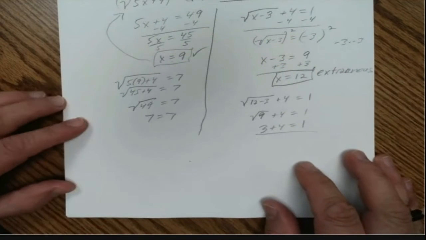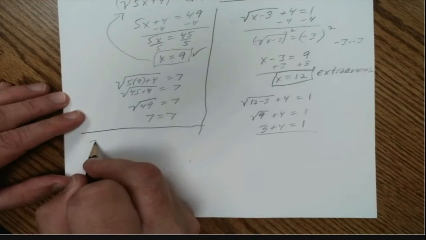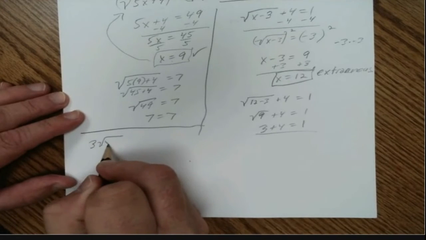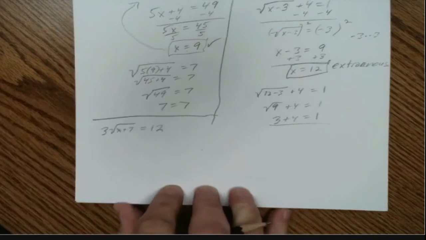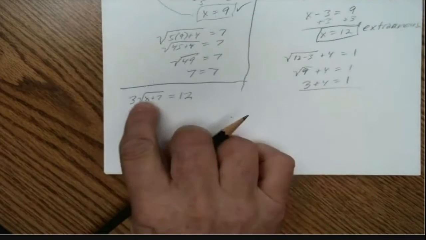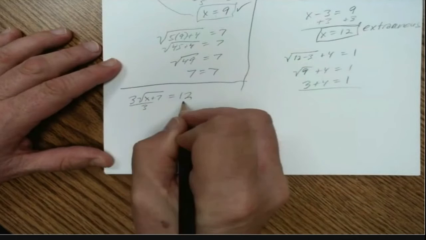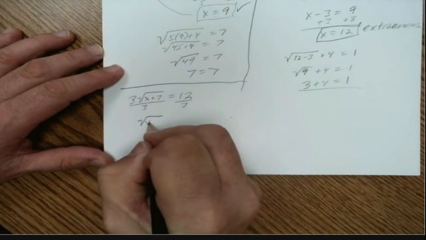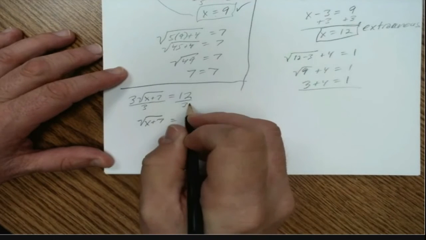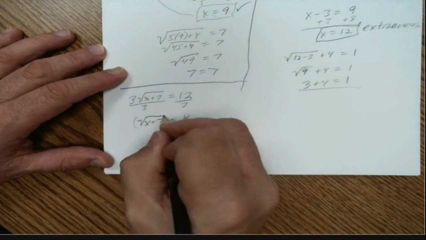Let's look at another one. How about if we had a number out front like this? 3 square root of X plus 7 equals 12. So this one, there's something extra again. We can't square both sides yet until we divide by 3. X plus 7 under the radical equals 12 divided by 3, which is 4. Now we can square both sides.